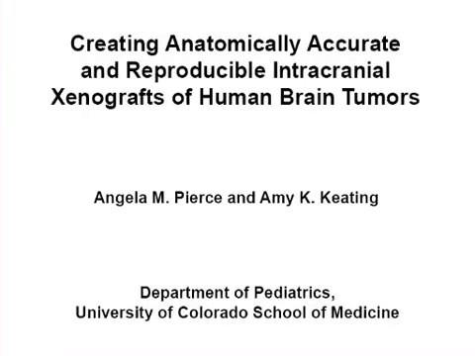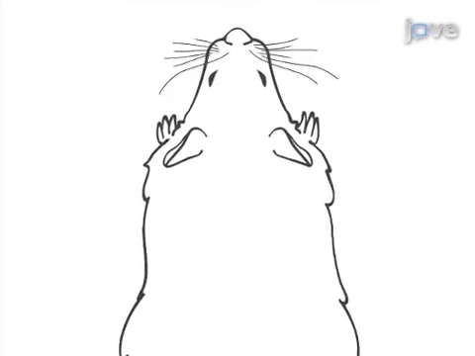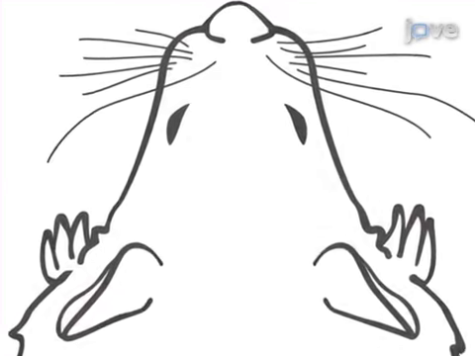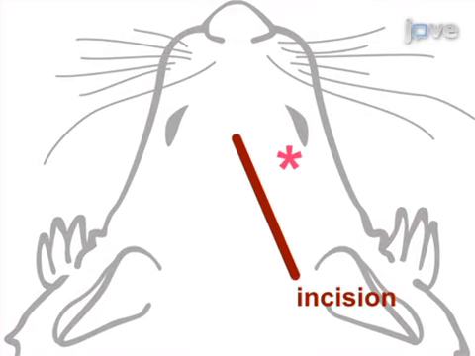The overall goal of this procedure is to create a consistent and reproducible human brain tumor model that can be used for the accurate testing and comparison of novel therapeutic strategies. This is accomplished by preparing the animal for surgery and locating the correct site for injection.